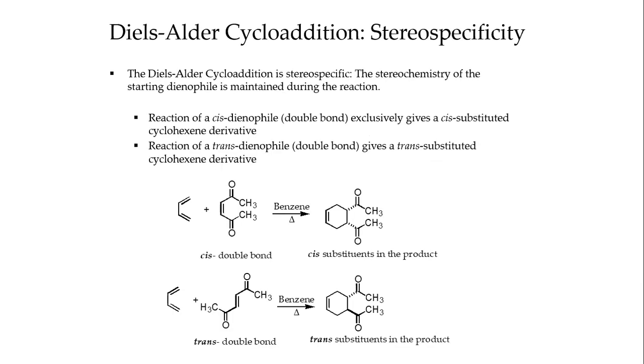So there's another aspect to this reaction, and that is that it's stereospecific, right? Whatever your dienophile stereochemistry is, it has to be maintained in the product. So if the dienophile is cis, the substituents on your dienophile are also going to be cis in the product. If it's trans, then in the product the substituents are also going to be trans, right? That's a consequence of the transition state.